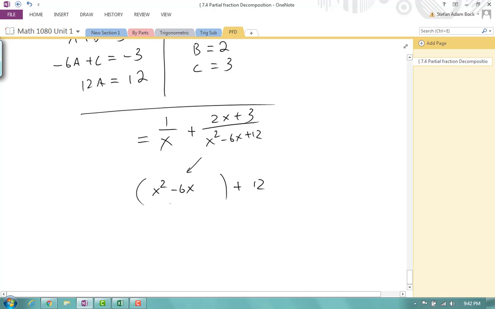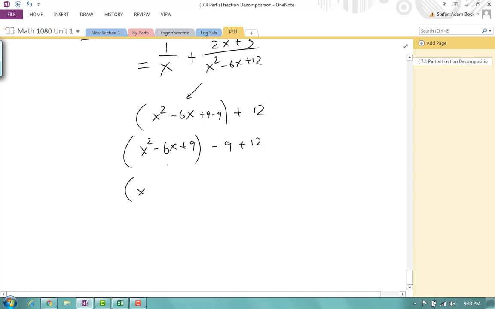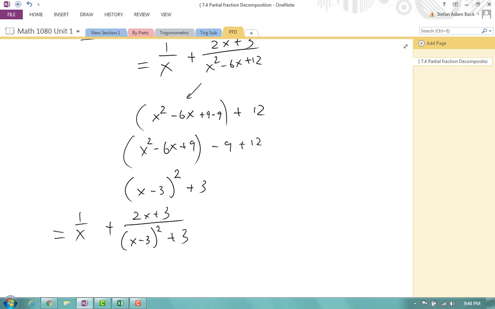Because if I complete the square, let's see, this is minus 3 times 2, so this should be plus 9 minus 9. So I'll have x squared minus 6x plus 9 minus 9 plus 12, giving me here x minus 3 quantity squared plus 3, allowing me to rewrite my problem like so. And on here, I would have to do maybe a u substitution first before splitting it up into the two parts where one version is an extra u substitution and the next version is an arctangent problem.